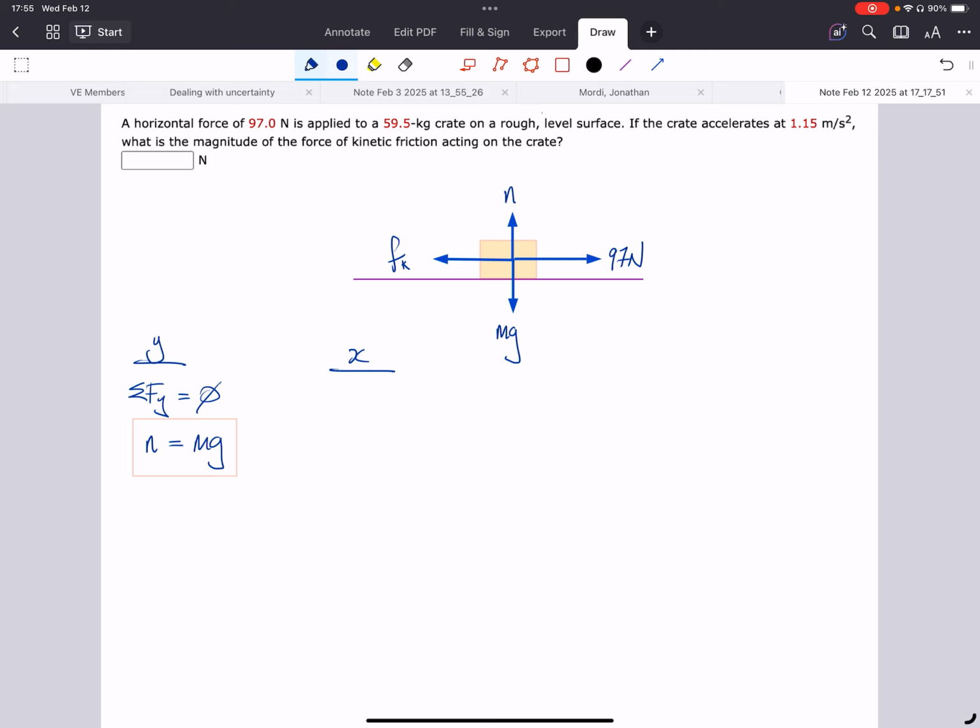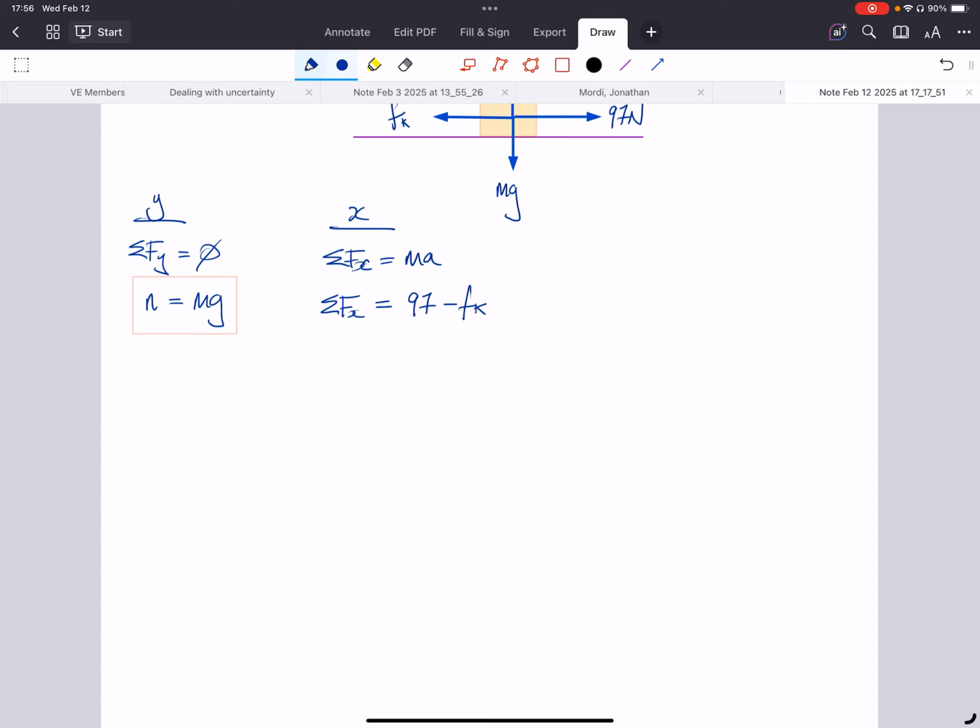Forces in X. Well, there is acceleration in X. This box is accelerating to the right. It tells us that over here in the problem. So I can't write net force is 0. I have to write net force is ma. Then I add up the forces that are acting horizontally, and I've got a positive 97 and a negative kinetic friction force, F of K. Put those two lines together, ma equals 97 minus F of K.